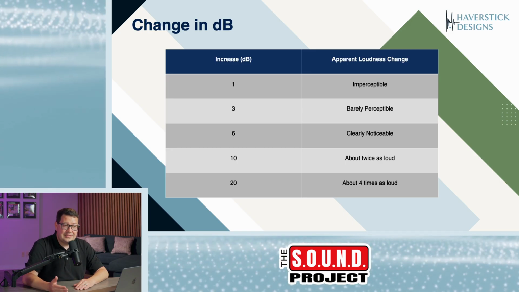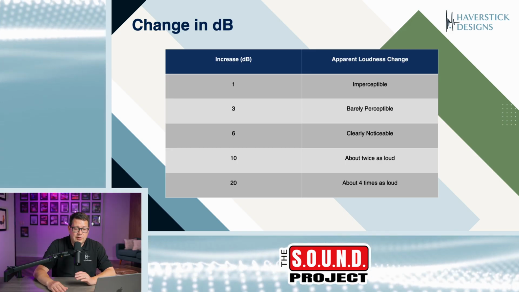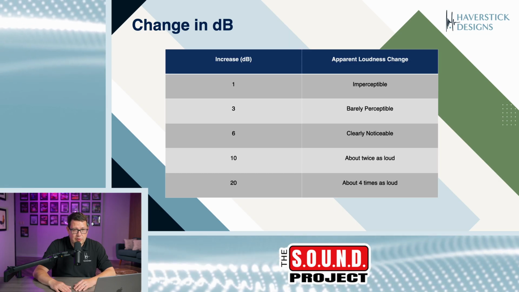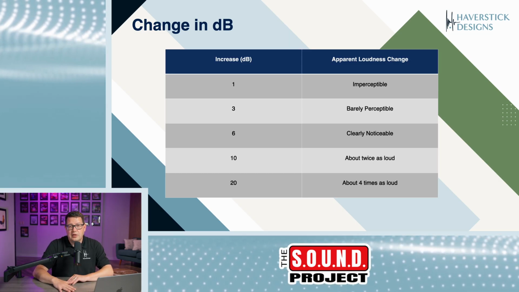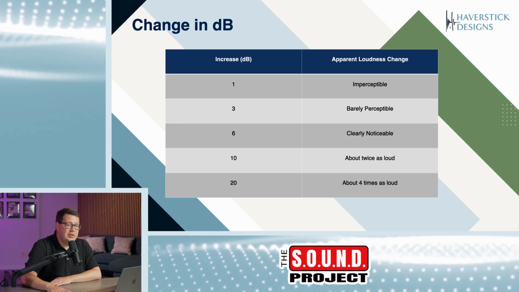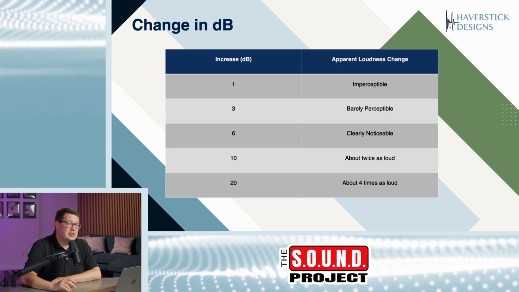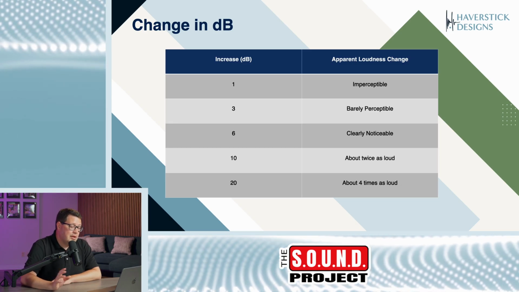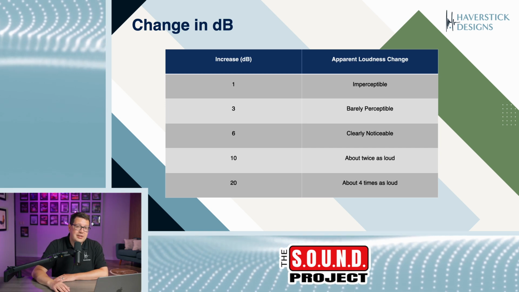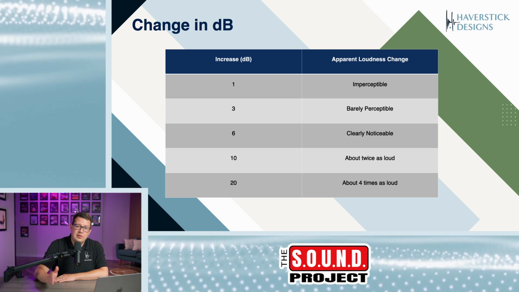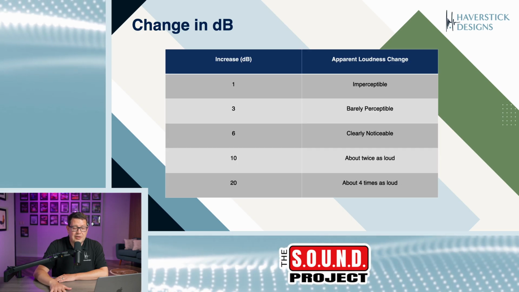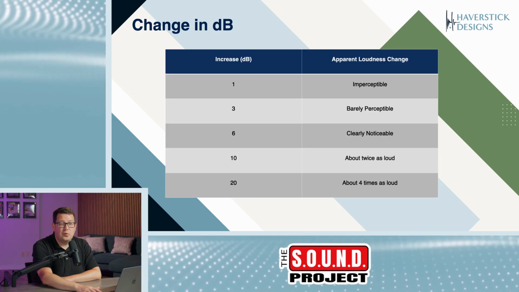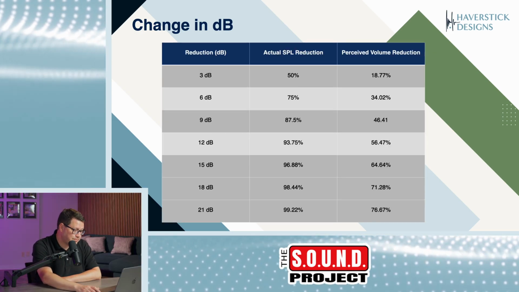But if you get to a 6 decibel increase, then that's going to be clearly noticeable, and people are going to really key in on that. Now, once you get to an increase of 10 decibels, that's going to be perceived by someone as being about twice as loud as it was before. And then 20 would be 4 times as loud. And so there's that logarithmic scenario going on again. If you increase something by 20 decibels, it'll feel like it's 4 times as loud as it was before.